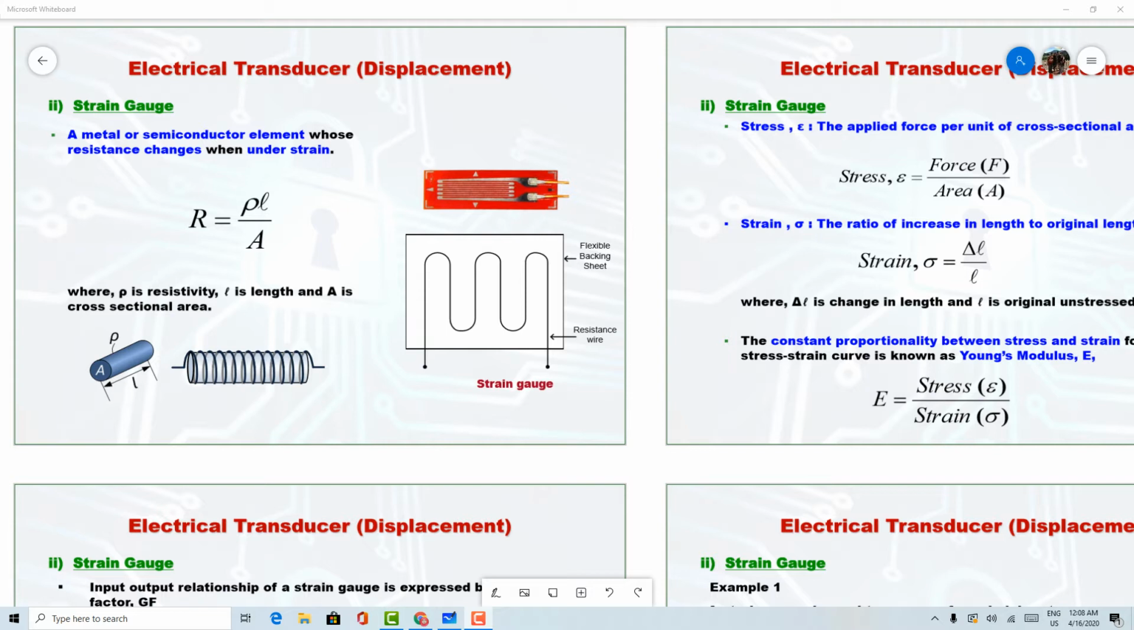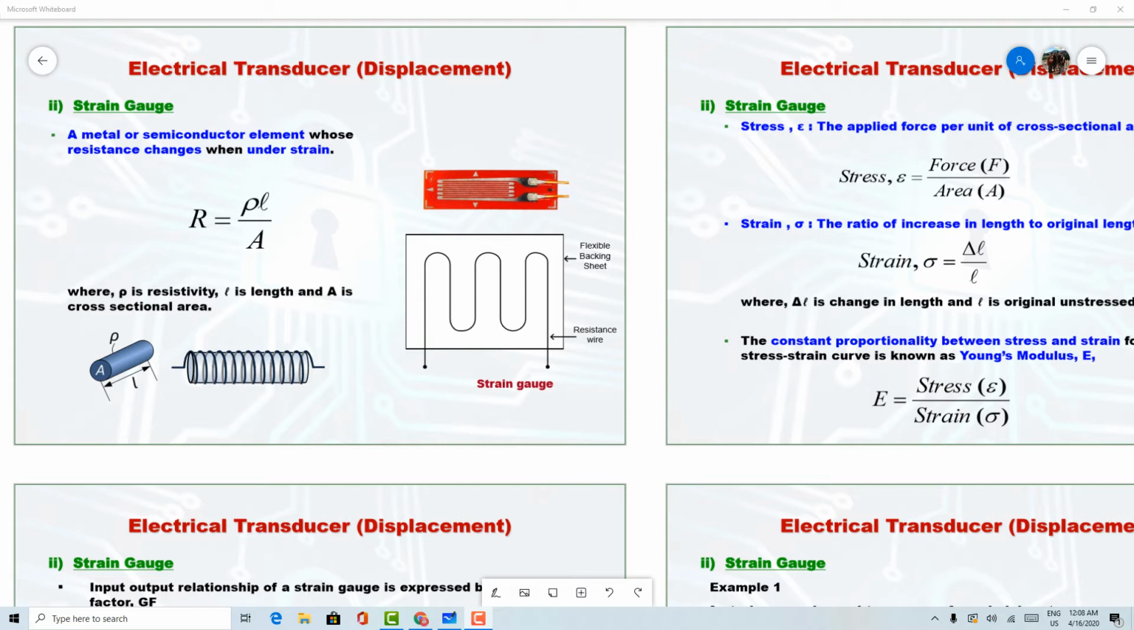Today I would like to share another type of displacement transducer. It is the strain gauge. Before this, we already discussed the potentiometer. Do you still remember the potentiometer?